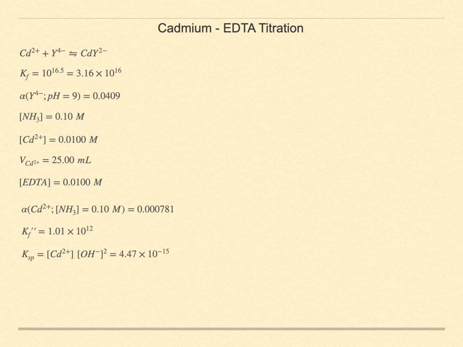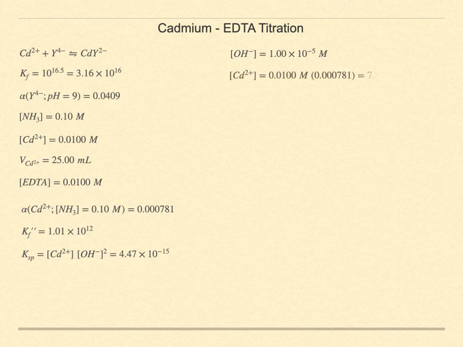The doubly conditional formation constant is still quite large, so the reaction between the Y4- and the cadmium 2+ will still proceed quickly, even though both participants are at a low concentration. So what about the precipitation? The ion will precipitate if its reaction quotient is larger than the value of the KSP. The hydroxide concentration is set by the pH, which we chose to be 9. Therefore, pOH is 5 for a hydroxide concentration of 1 × 10⁻⁵ molar.